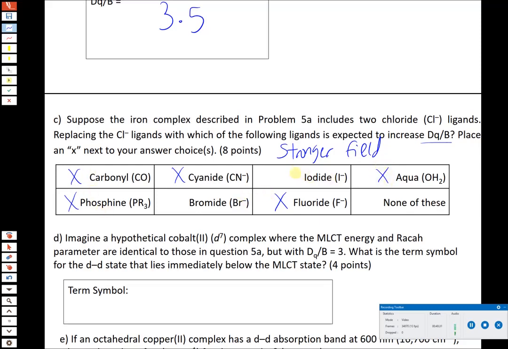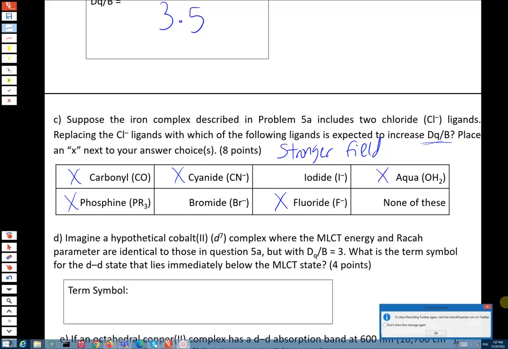The two larger halides are not stronger field than chloride. They're weaker field, but the rest of these would all be stronger field, meaning that they would all increase dq over b. Alright, sorry I keep pausing, but anyway, I'm back.